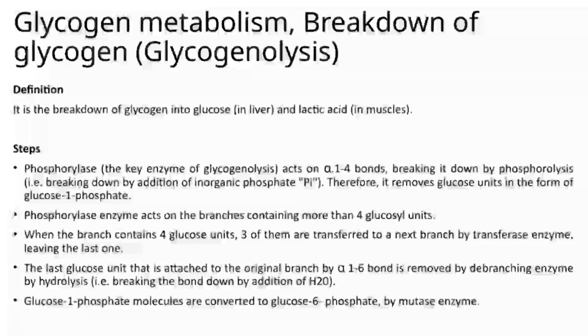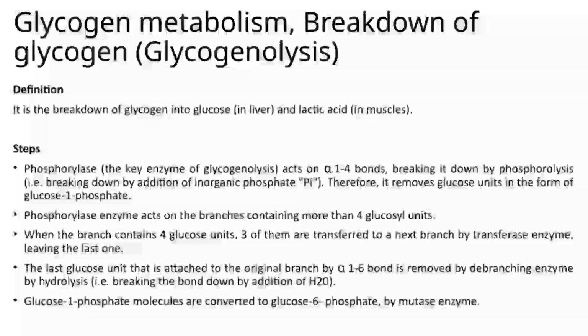These are important because they can be readily converted to glucose 6-phosphate, which then enters various metabolic pathways. Phosphorylase works on the branches of glycogen that contain more than 4 glucosyl units. When it encounters a branch with exactly 4 glucose units, it can't cleave any further directly. Instead, the transferase enzyme shifts 3 of those glucose units to another branch, effectively extending that chain and leaving a single glucose unit attached by an alpha-1,6 bond.